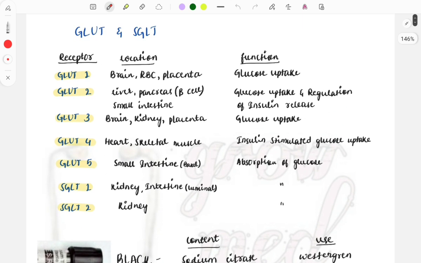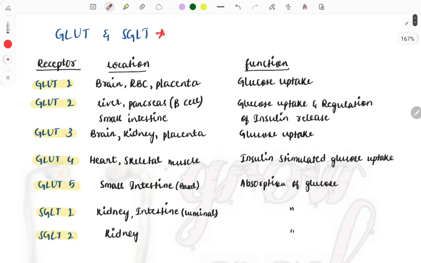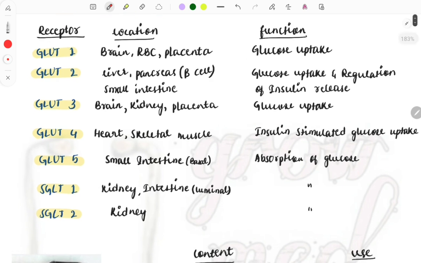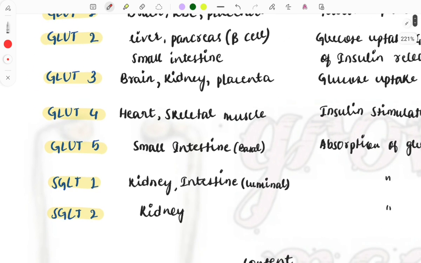So the first important image is the GLUT and the SGLT receptor, and this is a must do topic. In every paper this question has been asked for so many years. This will be a quick recall kind of video in which we'll quickly discuss all the things, so that it is short and you'll be able to recall things easily. See, GLUT is divided into 1, 2, 3, 4, 5, and you need to remember all these things, and along with that SGLT1 and SGLT2.